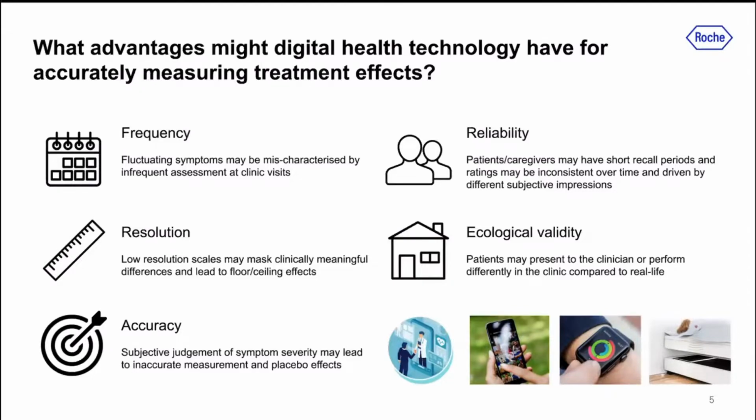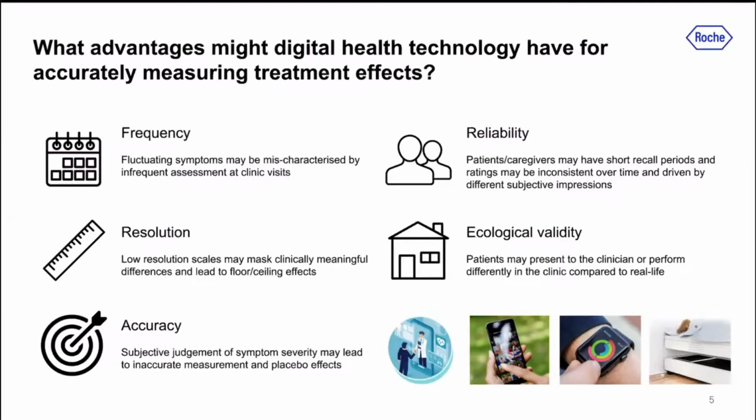We can also measure their symptoms using sensors which are high resolution. So a clinical scale will often just have 0 to 3 points on an ordinal scale. But with digital health technology, you can really have a high resolution scale for detecting improvements and differences between individuals.